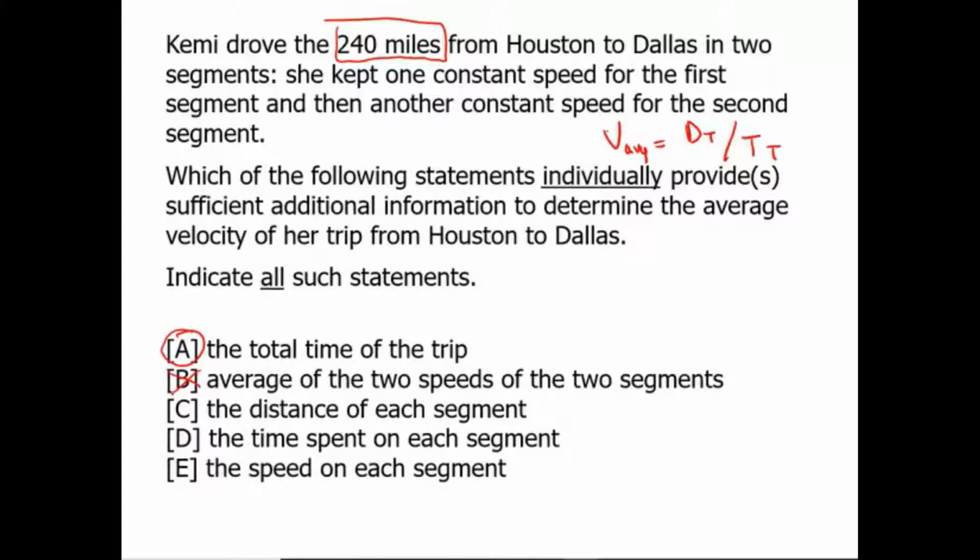The distance of each segment, that doesn't help us at all. Interesting, if we know the time spent on each segment, then we could add them together and get the total time, and then we could compute the average velocity. So that would help us also. The speed on each segment, that doesn't help us. So the only answers that work here are A and D.